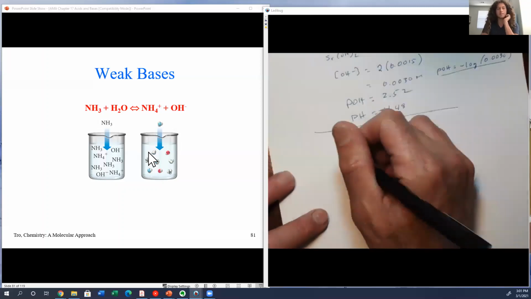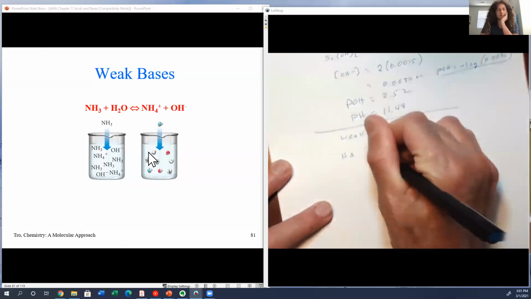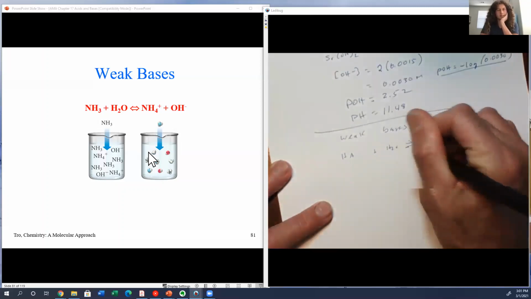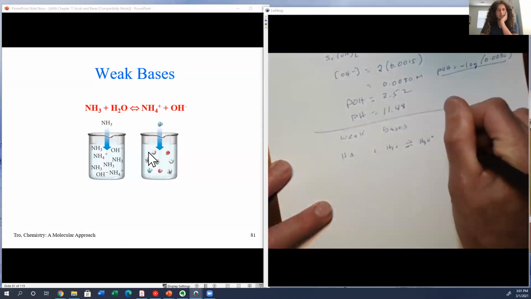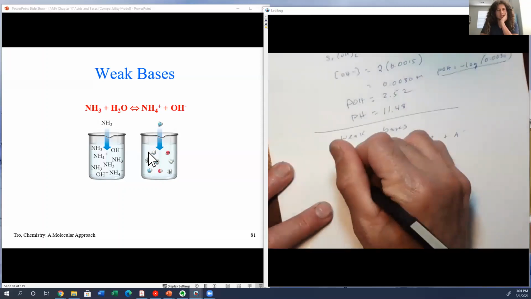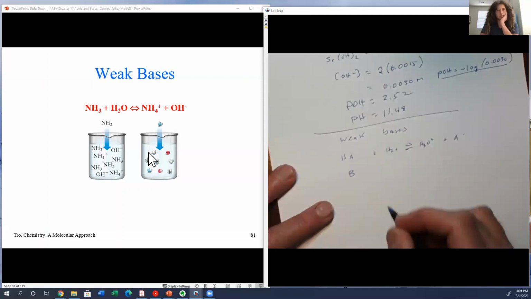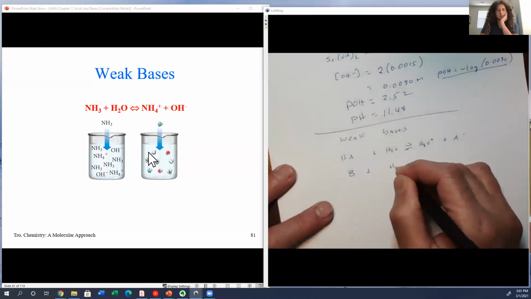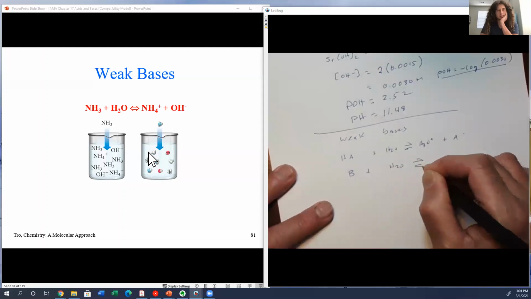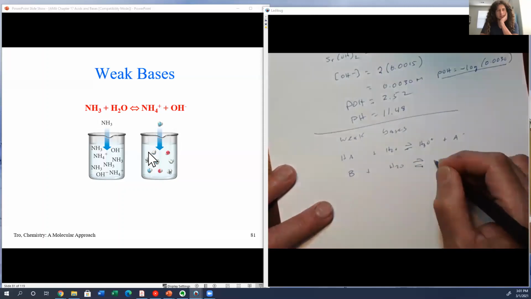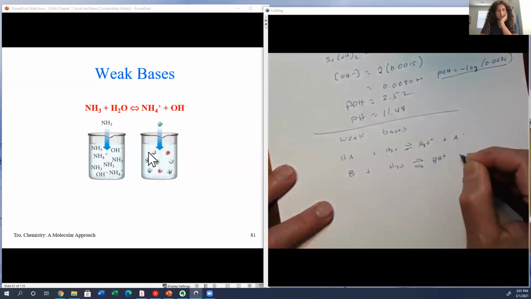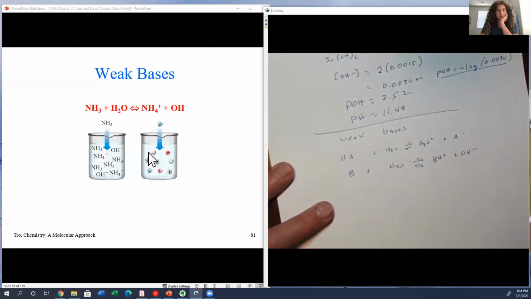So far we've been using this equation for the weak acid equilibrium problem. This is your first best friend, and here's your second best friend, the ionization equation for a weak base. It's B plus H2O in equilibrium with BH plus and OH minus.